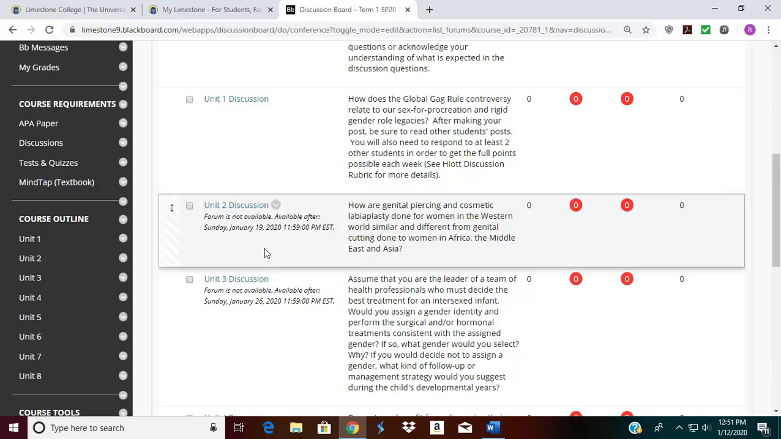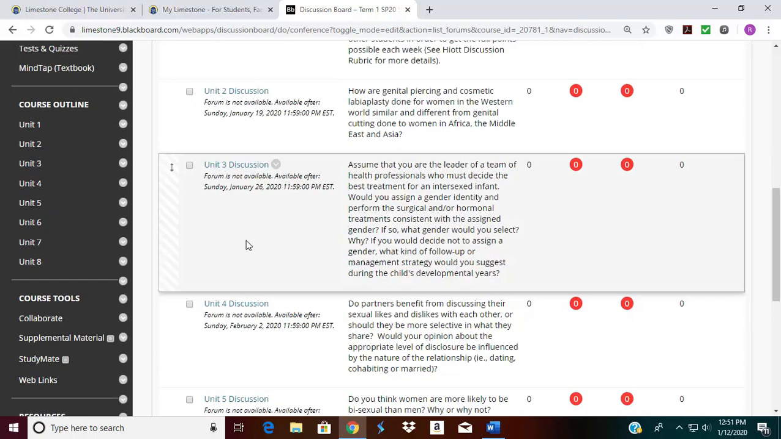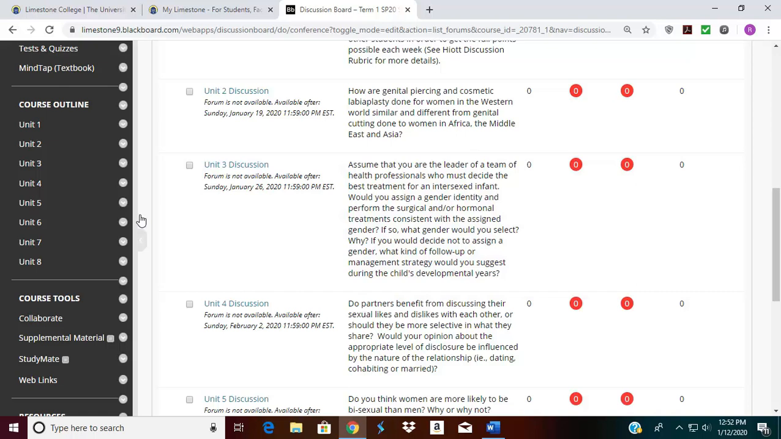25%. So after Unit 2 closes on that Sunday, you'll find that Unit 3 will open up on that Monday, 1 minute after that Sunday. You'll be required to respond to the questions there. To respond to these questions, you definitely have to read the textbook to thoroughly respond, and you have to reference your discussion posts. So just be mindful of that.